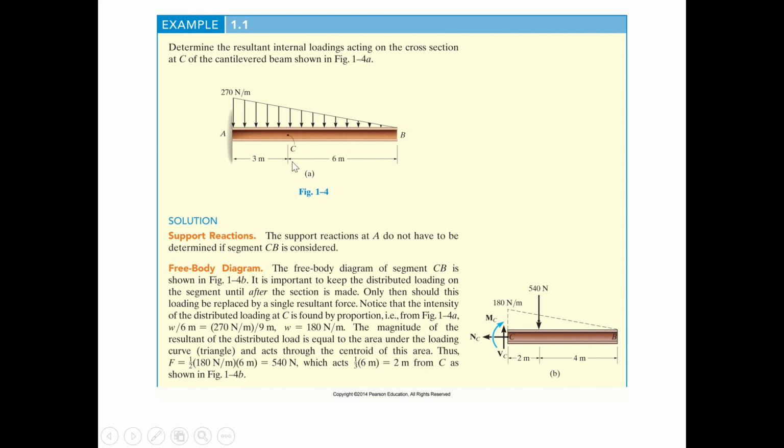Why? If you choose the AC part, you have to calculate how much force at A, F of x equals what, F of y equals what, and the bending moment at A, and then you could calculate the result at C. And if you choose BC, we know at the free end there is no force at B, so what we should do is just calculate the resultant of the external linear force, the triangular force.